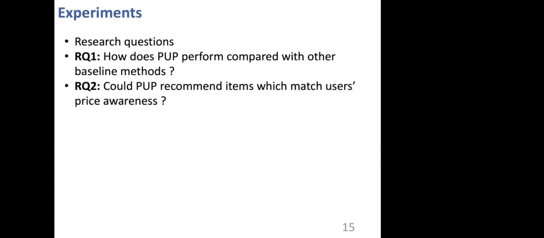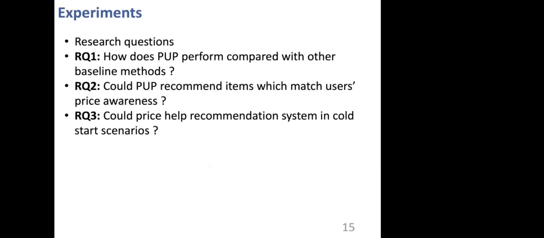We would like to answer the following research questions. The first question is, how does PUP perform compared with other baseline methods? The second question is, could PUP recommend items which match users' price awareness? And the last question is, could price help recommendation system in cold start scenarios?